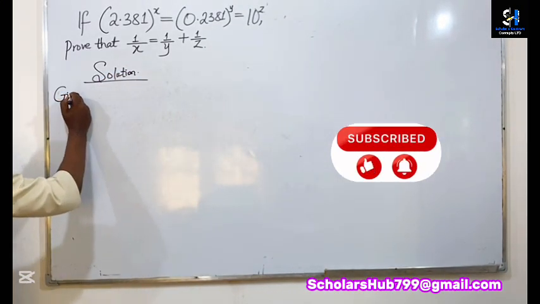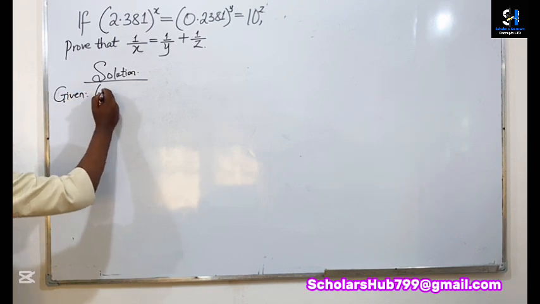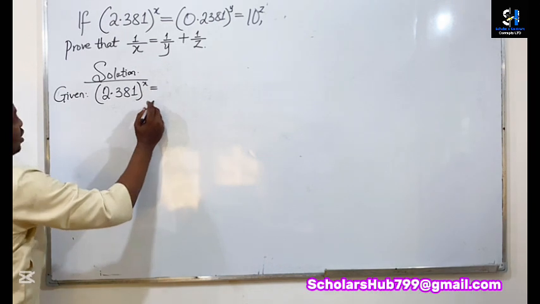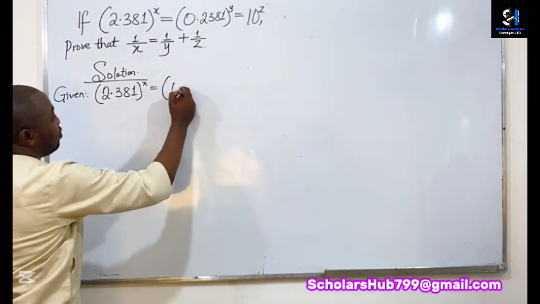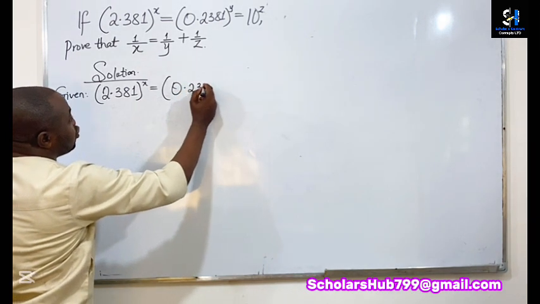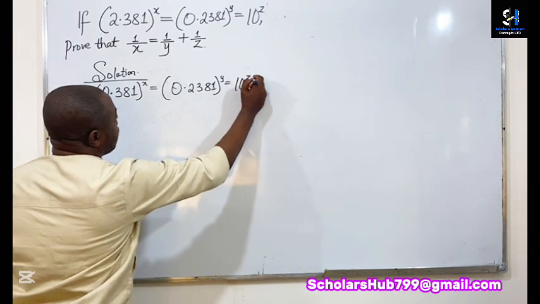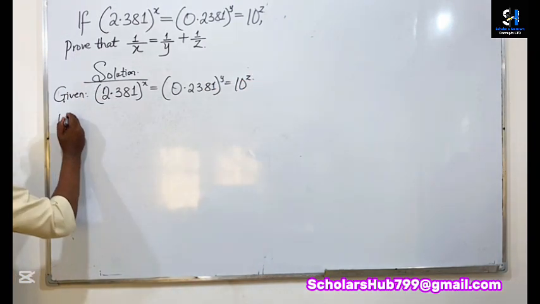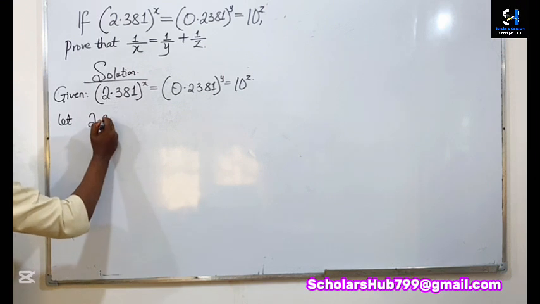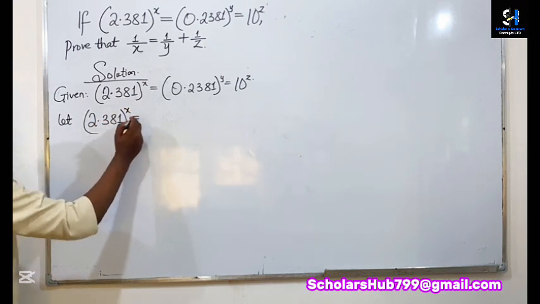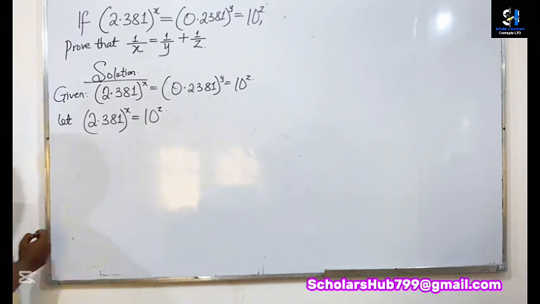So we're given (2.381)^x equals (0.2381)^y equals 10 to the power of z. So now I can say, let (2.381)^x equal 10 to the power of z.